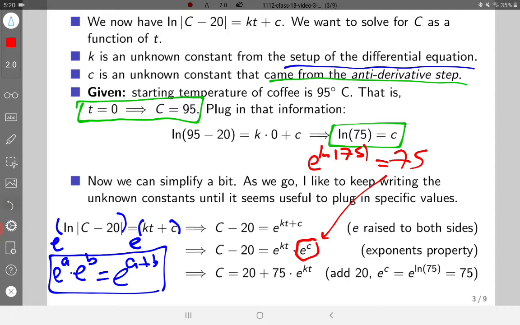So this is a little bit nicer after I even add that 20 to both sides. Now I have something that's a lot closer to getting C as a function of t. I've really isolated C on the left and all the t's are on the right, so I do have C as a function of t. I just don't yet know what the value of the constant k is going to be. And that's what we're going to address next.